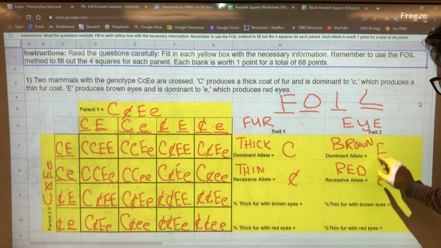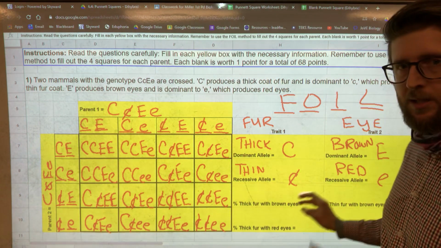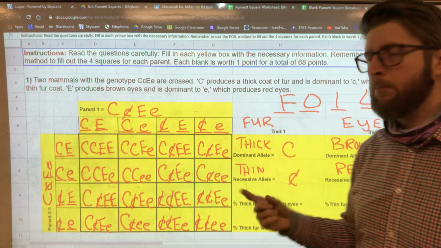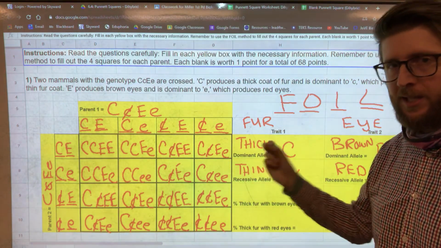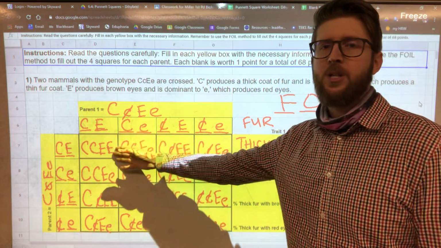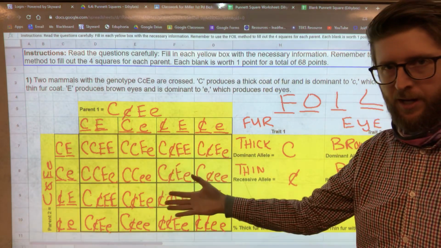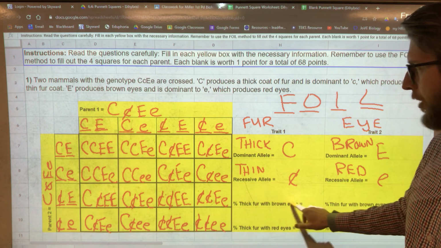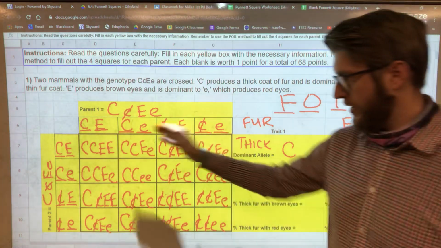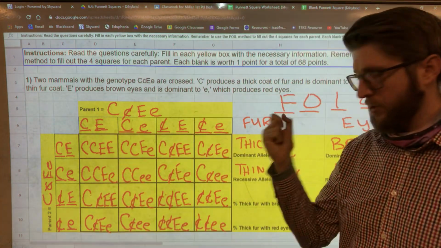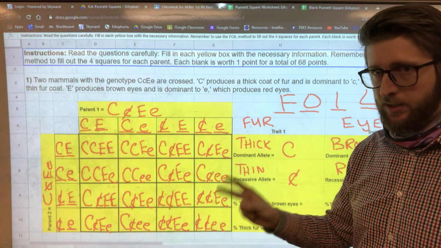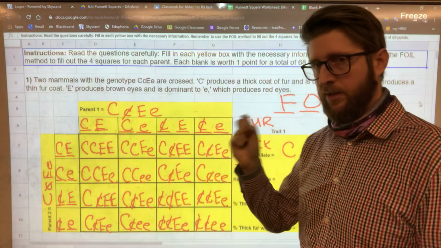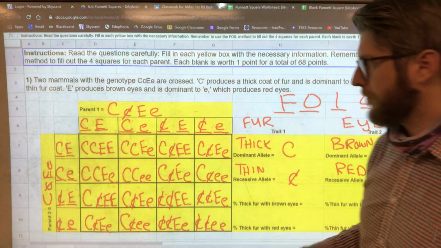For brown eyes, the same thing. Brown eyes is capital E, it's dominant. So because it's dominant, we only need one big E, or dominant E, in the square for that genotype to express the dominant brown eyes. So in other words, thick fur and brown eyes, if the genotype has just one big C and just one big E, it's going to be thick fur with brown eyes. So we need to count how many of these squares have at least one big C and one big E.